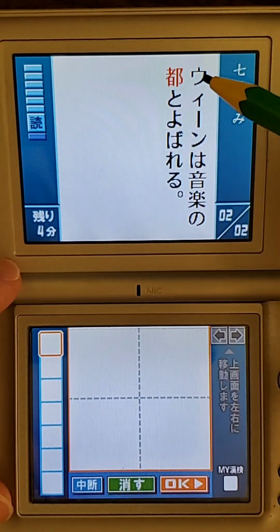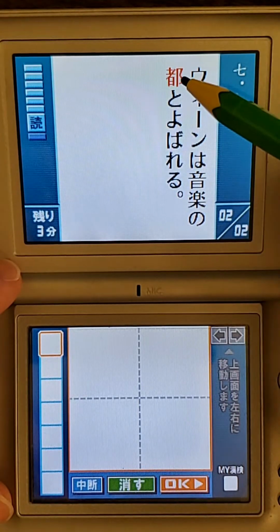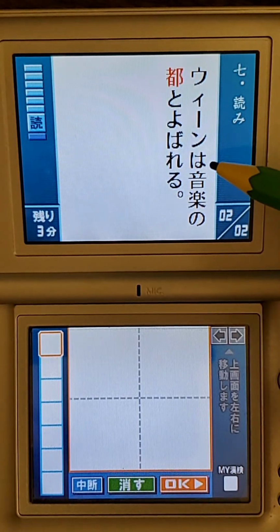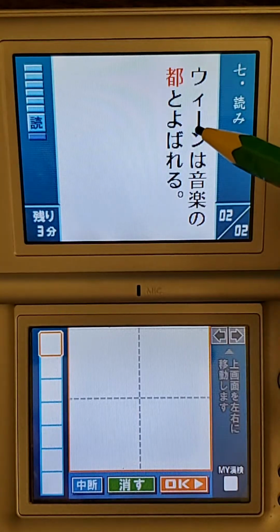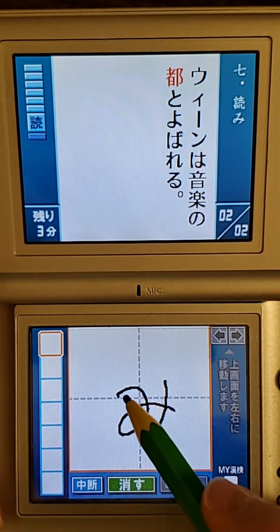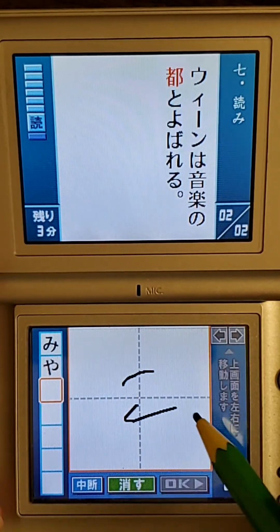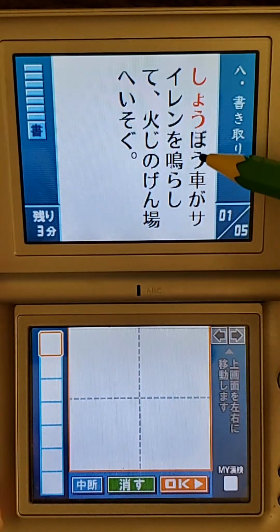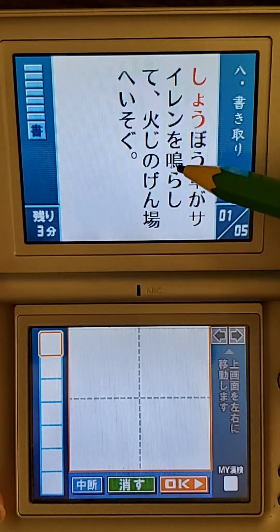See. Wien. That's Vienna. Wien. So that's katakana. Wa ongaku no miyako to yobareru. So Vienna is called the capital of music. I think it's Miyako. Miyako. Yeah.